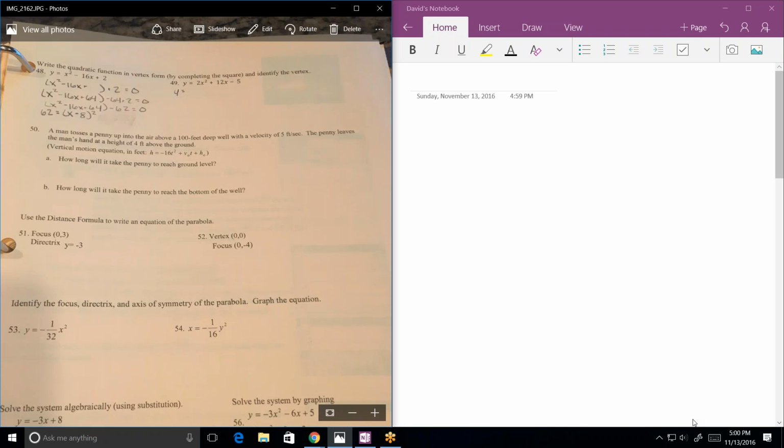Good. Okay, I covered this exact material earlier today. Oh, sweet. Well, yeah. All right, let's talk about completing the square.